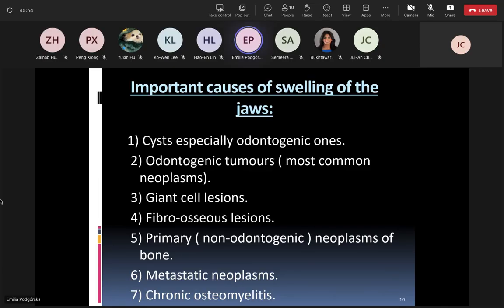Important causes of swelling of the jaws: cysts, especially odontogenic ones, odontogenic tumors as the most common neoplasm, giant cell lesions, fibrous lesions, primary non-odontogenic neoplasms of bone, metastatic neoplasms, and chronic osteomyelitis.